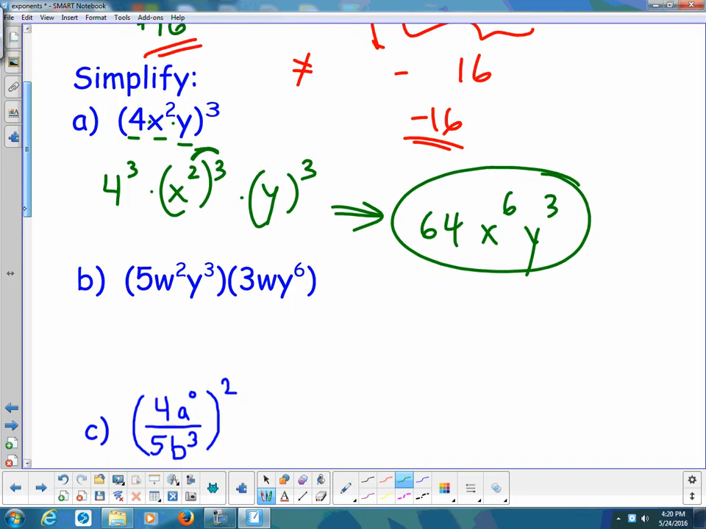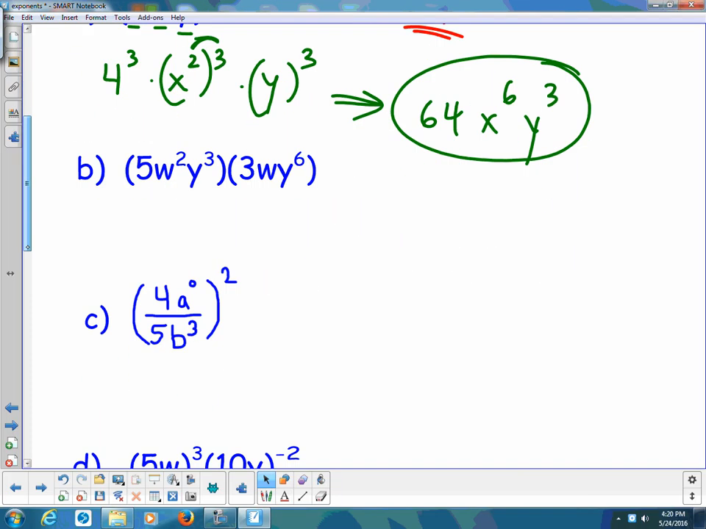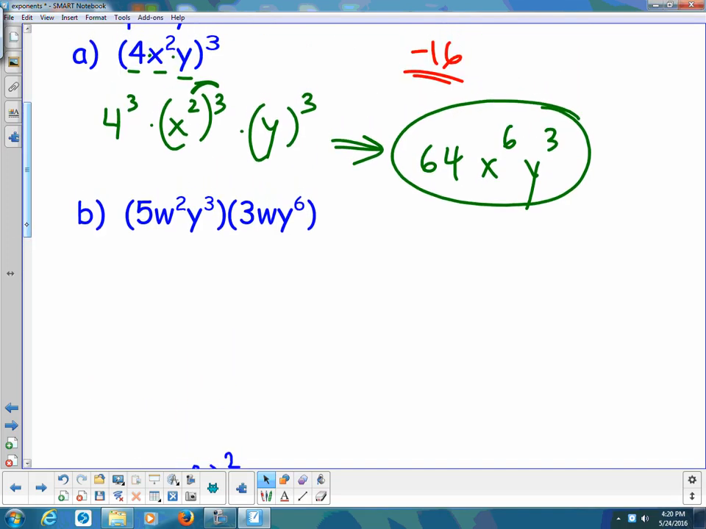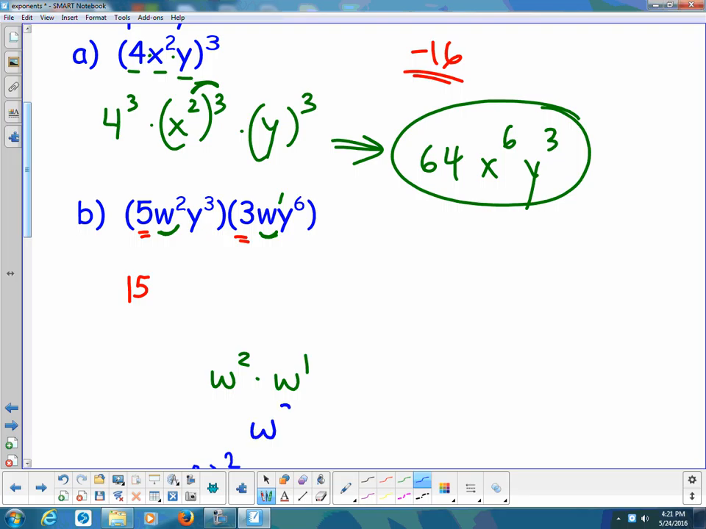Let's take a look at letter B. All right, next example. And for this one, let's slide this down a little bit. I've got lots of examples here. Let's try this one. In this case, I am multiplying two quantities together. So I'm going to multiply the 5 times the 3 and get 15. I'm going to multiply the w squared times the w. Really, I don't see an exponent here, so it's understood to be a 1. So if I'm multiplying w squared times w to the 1st, what do I do with the exponents? I get to add them, so I'm going to get w to the 3rd.